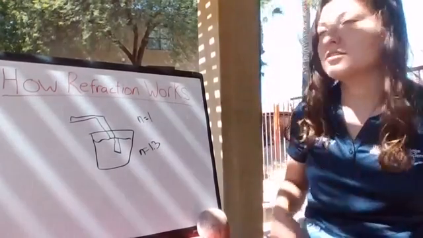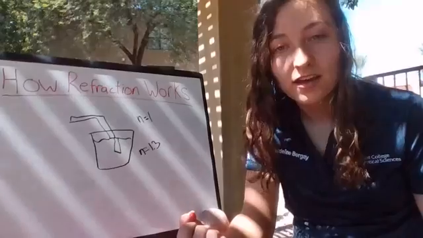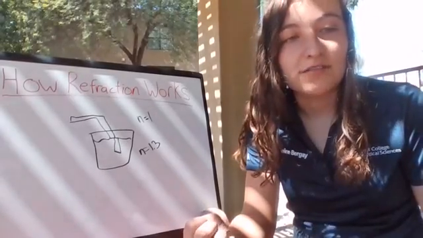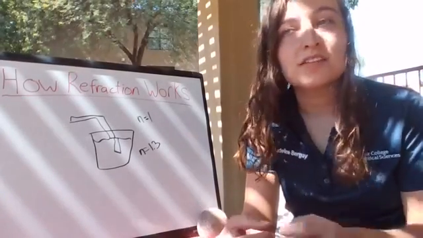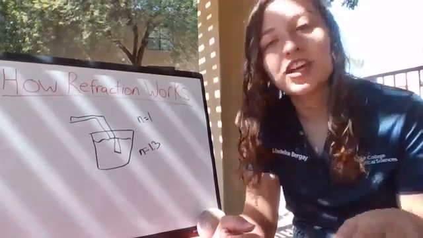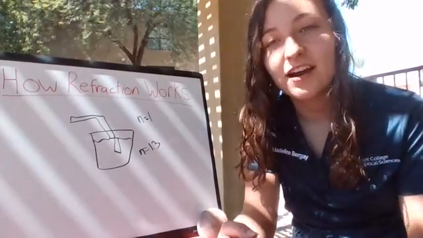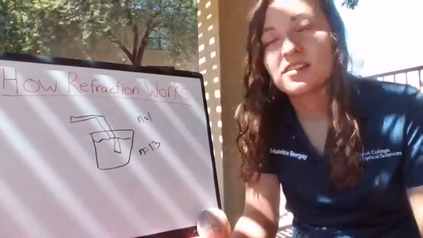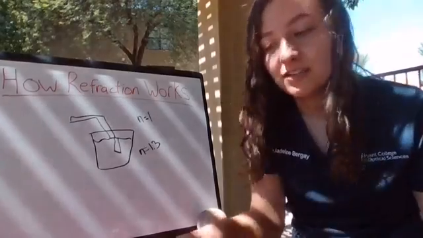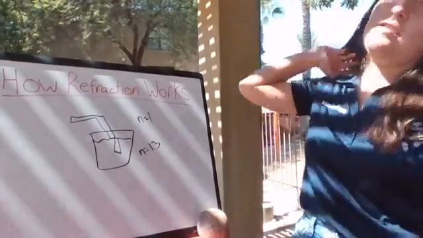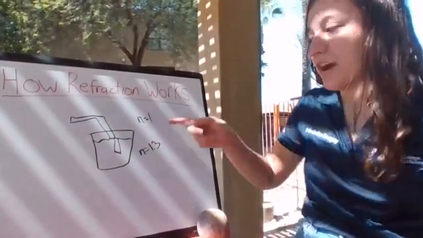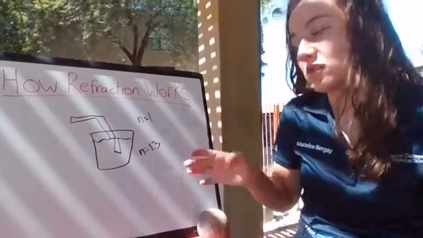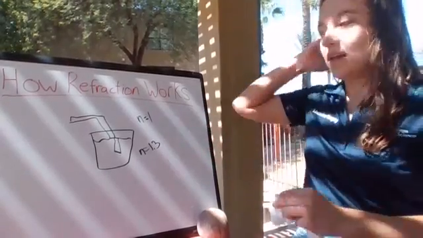And same thing with diamonds. If you ever look at a diamond ring, you may notice it looks shiny, it looks like there's different colors in there. That's because diamond has an even higher refractive index. Okay, so refractive index is how the light travels through that medium, okay?